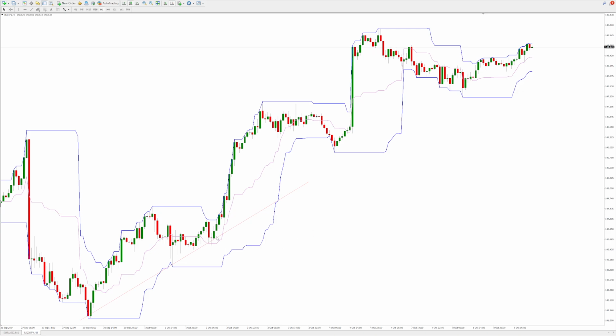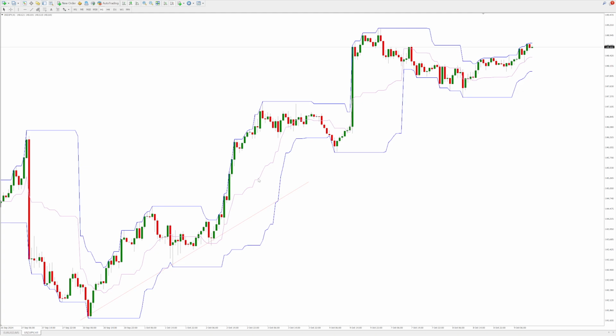Some of you may argue you can enter on this pullback here to the middle line, which is fair enough. There's a spinning top candlestick pattern there. Clear uptrend. You do have this support level. Price is bouncing off 1, 2, 3, 4, 5. Failed to close below it. That can be a sign of entry there as well.